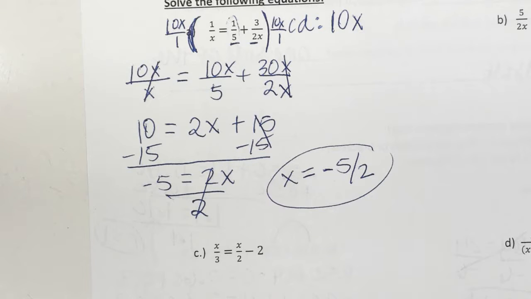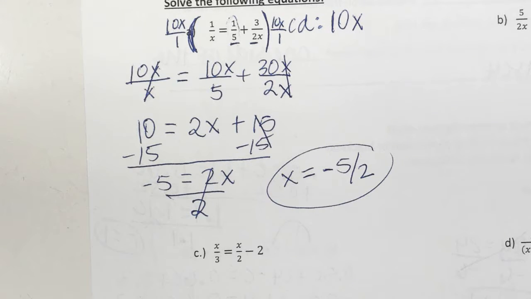Do you think that I care if you turn it to a decimal when you check it? No, I don't care. You're checking the work for who? For yourself. So if you want to change it to a decimal, that's fine. Alright, any questions about that first one?